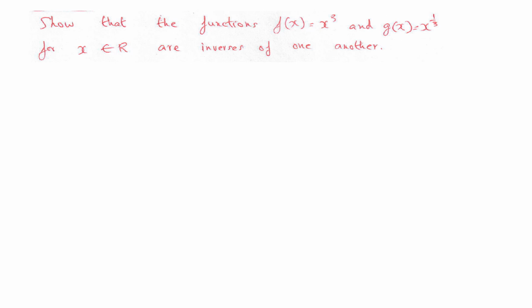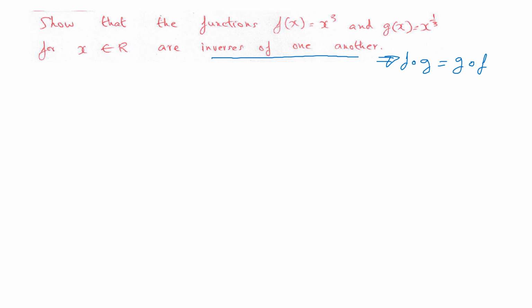Okay, next question is, show that the functions f of x is equal to x cube and g of x is equal to x to the power 1 by 3 for x belong to R are inverses of one another. Now, what do you mean by saying inverses of one another? So, inverses of one another means this implies f composition g should be equal to g composition f. So this is what we are going to check now.